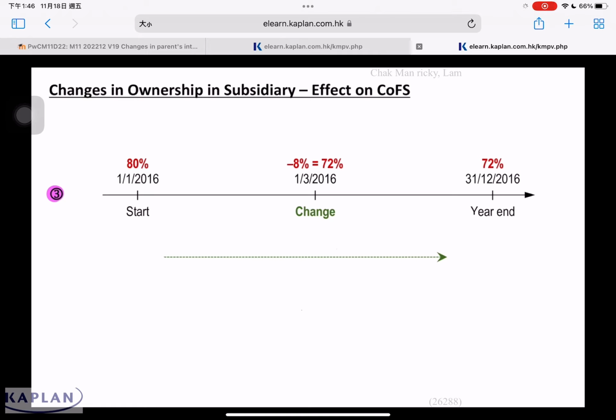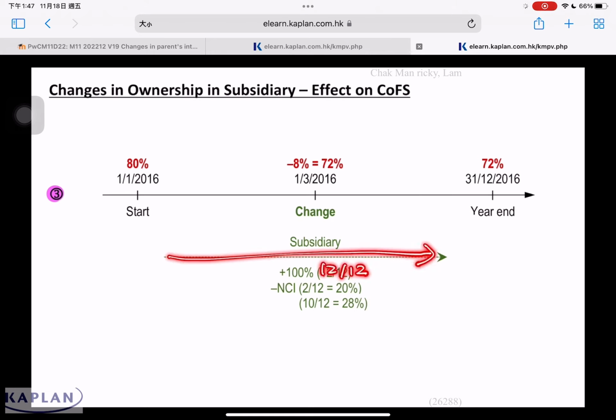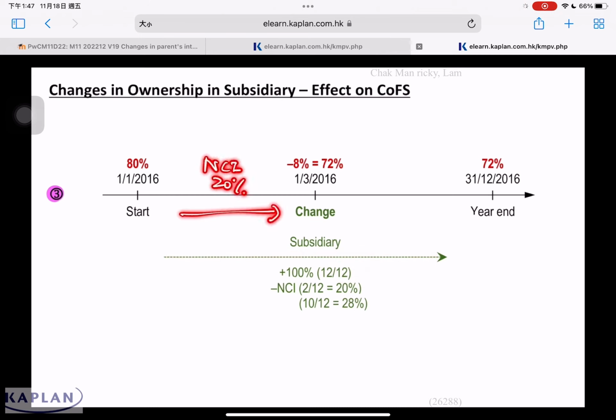For the entire year, for the profit and loss, XY is considered as a subsidiary. We must do 100% consolidation for the entire year because of control for the entire year. But when we count NCI, we just need to be careful. The first 2 months, the NCI is equal to 20%. For the next 10 months, the NCI will be equal to 28% share. But when minus NCI, for the first 2 months, NCI will be 20%. For the next 10 months, NCI will be 28%. And then let NCI share the profits for the year.